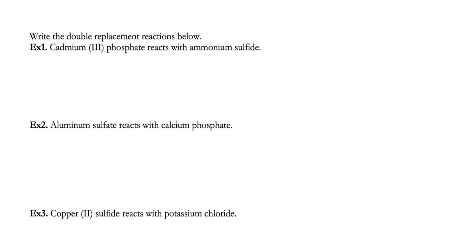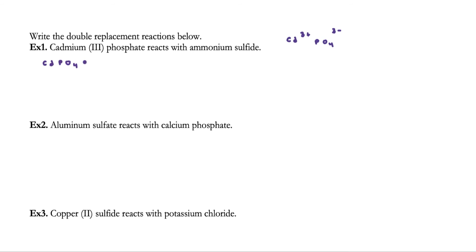To begin with, I give you your two different reactants. We first have to write the formulas for these reactants. We've got cadmium 3-phosphate. To write that formula, I've got to cross my charges. So I've got Cd, which has a 3+ charge, and then phosphate, which is PO4 with a 3- charge. When I cross my charges, these 3's cancel, and that gives me for my first reactant CdPO4.